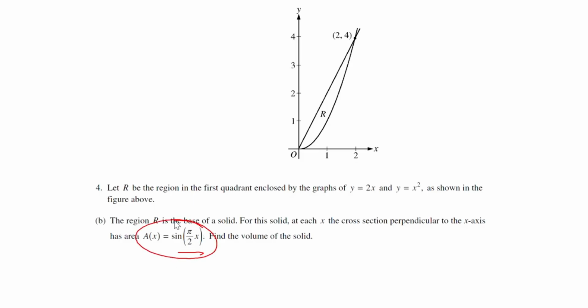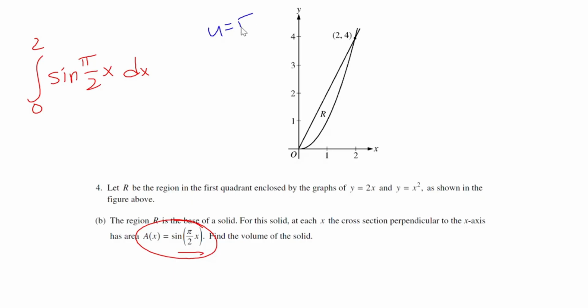They tell you what that area of the cross-section is, so we just want to integrate the area of the cross-section across that interval, right? So we're just going to integrate sine pi over 2x from 0 to 2. Now, hopefully you can do this integral in your head without writing out the u sub, but if you need to write out the u sub, that's fine, right?